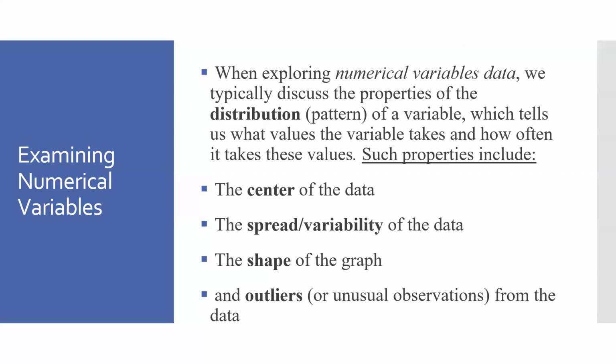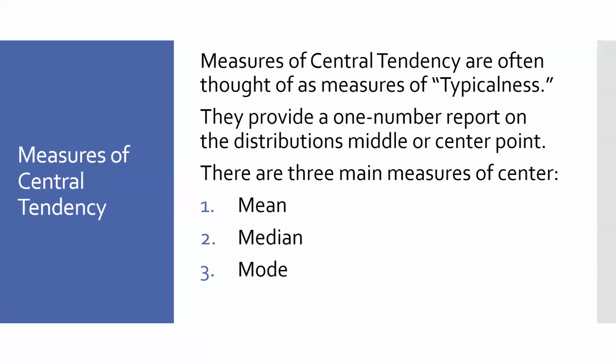And we'll explore each of those things here in this module. The measures of central tendency are often thought of as measures of typicalness, what we expect it to be. They provide one number that reports on the distribution's middle or center point, what it tends to go to. And the three main measures of center are the mean, the median, and the mode.